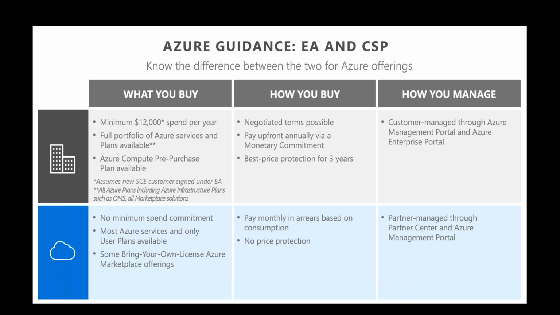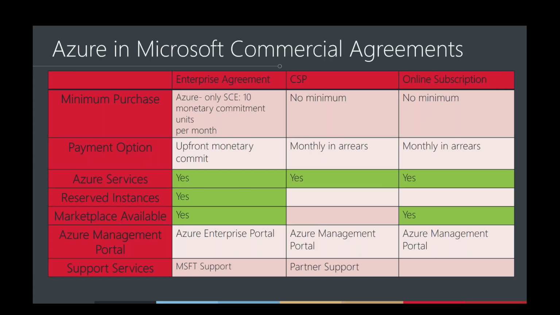There's an option between EA and CSP. Effectively, EA is where you would make a commitment and pay annually, and then CSP is the one where you pay monthly, with no price protection, but it is managed by the partner and is more of an arrears-based consumption model. I'll cover this in more detail now.